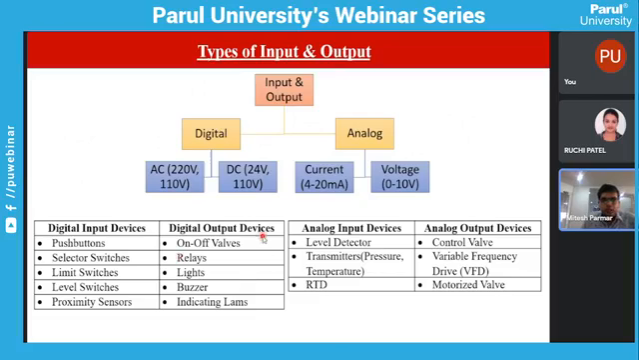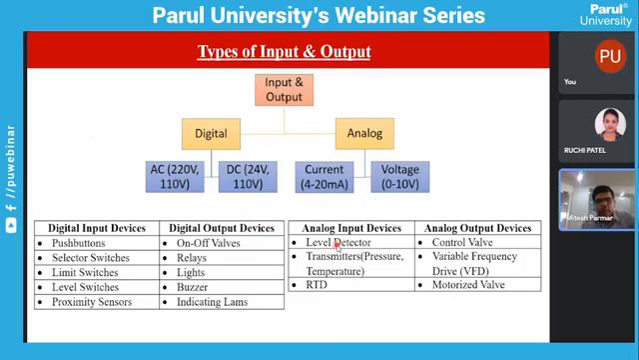Then we have the digital output devices like on-off valves, relays, lights, buzzers, indicators. So all of these devices are the digital output devices, which means it will either turn on or turn off. It is having only two states.